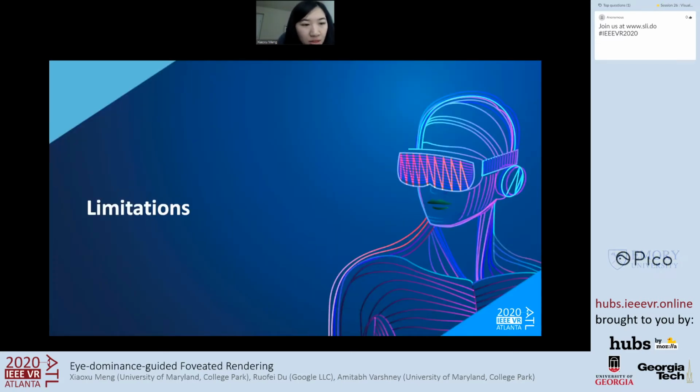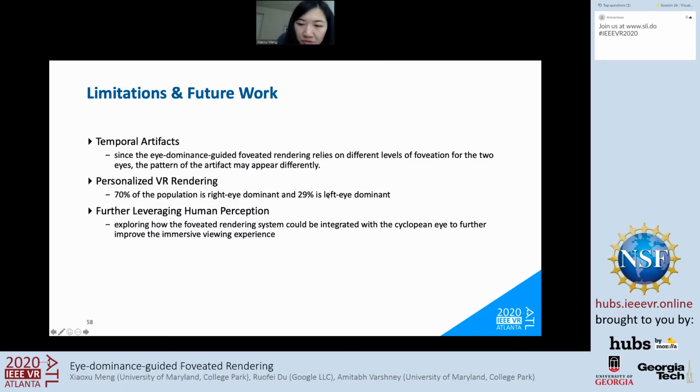And now let's talk about the limitations. One of our challenges in the foveated rendering is handling artifacts due to temporal aliasing of moving objects. Since our eye dominance guided foveated rendering relies on different levels of foveation for the two eyes, such challenges are likely to be greater. We plan to study and address these challenges in future work.